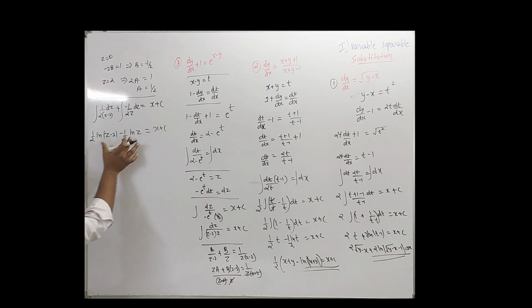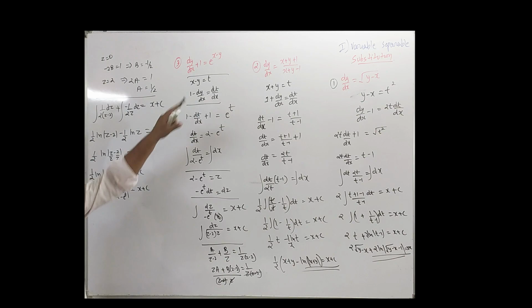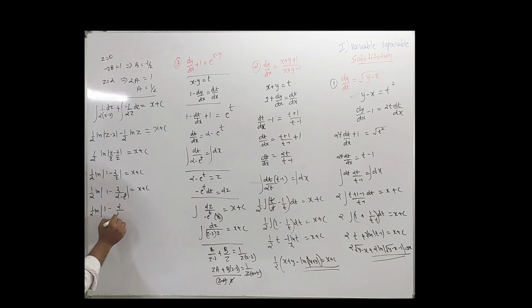It's in the subtraction format, so we can take half common: ln z minus 2 divided by z equals x plus c, that is half ln 1 minus 2 upon z. Let's substitute. The z is nothing but 2 minus e to the power t, and t also we have substituted as x minus y. So further resubstitution.